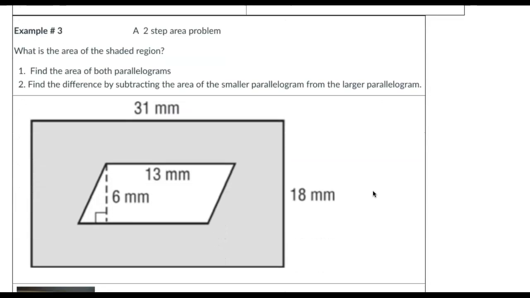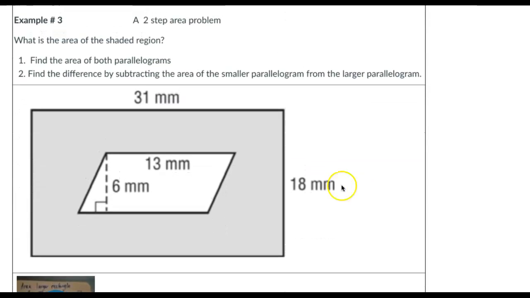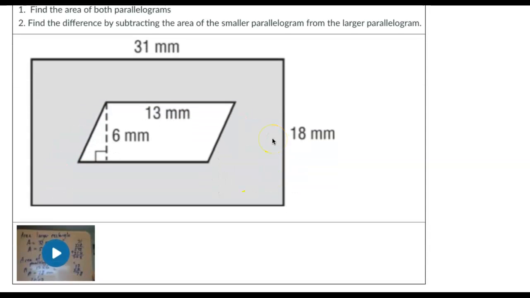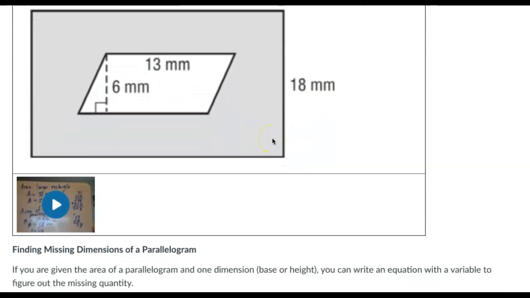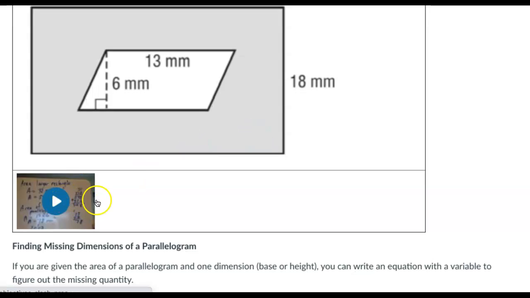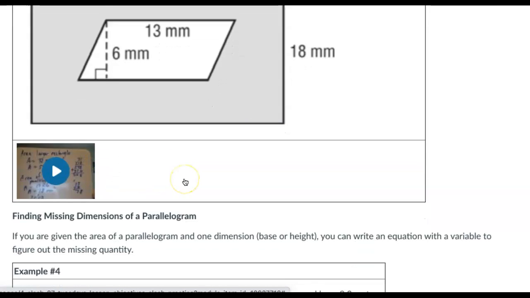Okay. Sometimes there are two-step problems in which you find the area for something larger, the area for something smaller, and you have to subtract to figure out what the shaded area is. Please click on this video to watch if you have no idea how to do that.